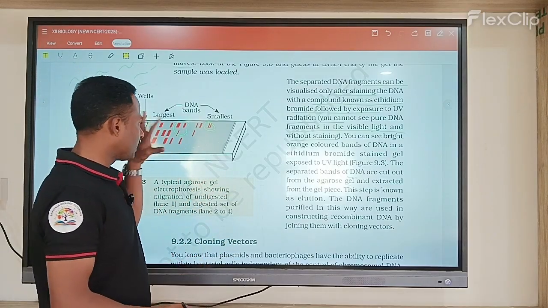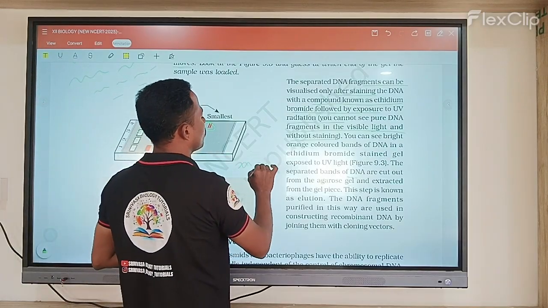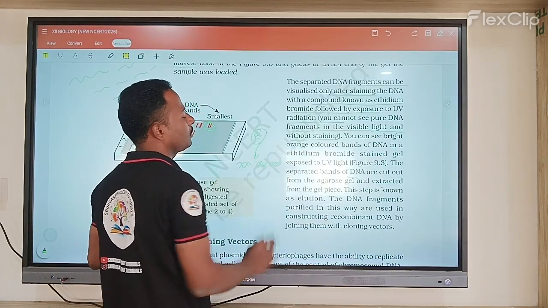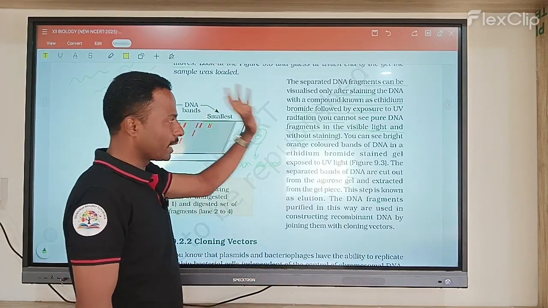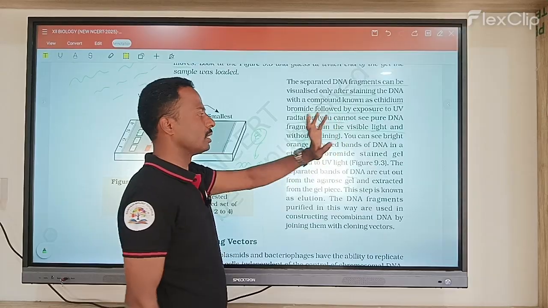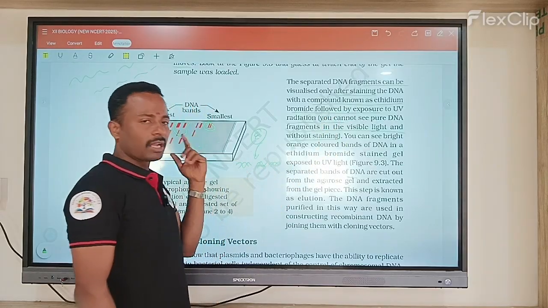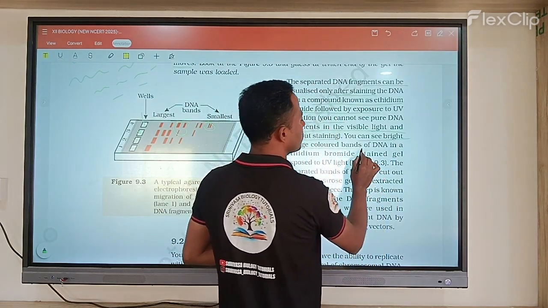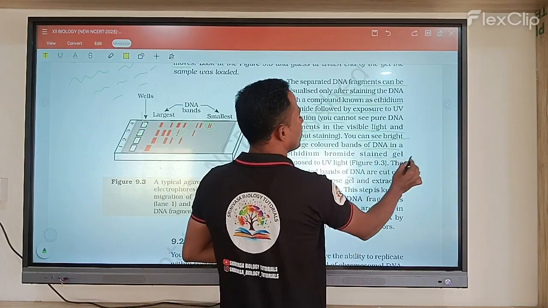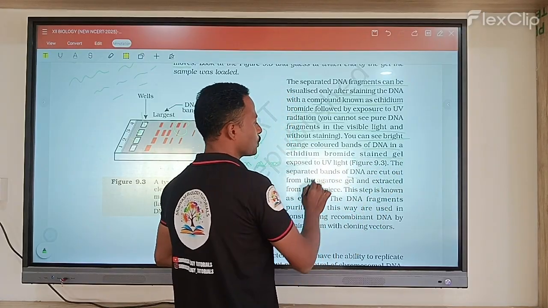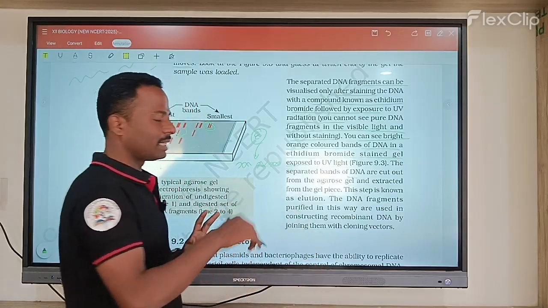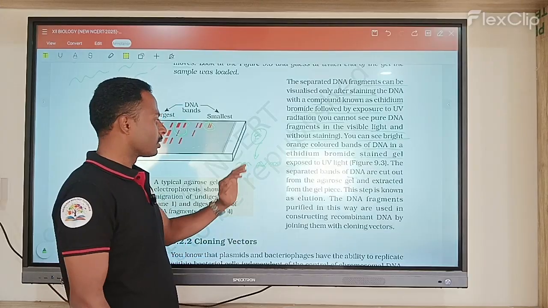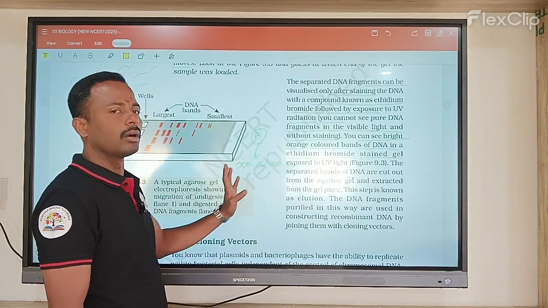So you add ethidium bromide solution to the DNA fragments. After that, when exposed to UV light or UV radiation, the DNA fragments appear as bright orange bands. The ethidium bromide stained gel is exposed to UV light, and under UV light we notice the DNA fragments as orange colored bands.